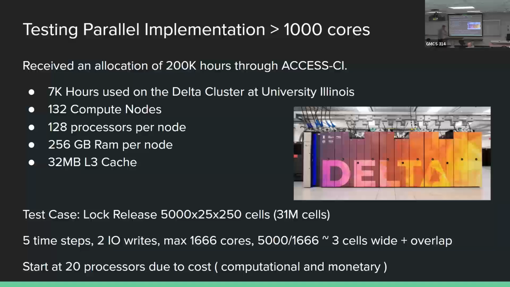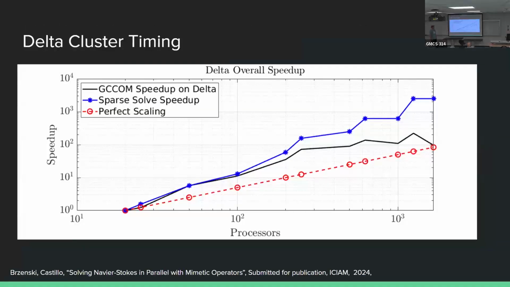And I had to start at 20 just because the problem doesn't fit in memory with less than 20. This first one cost me like 1,200 compute hours to do my 5 time steps, because I had to take all 20 nodes. I used up all the memory.